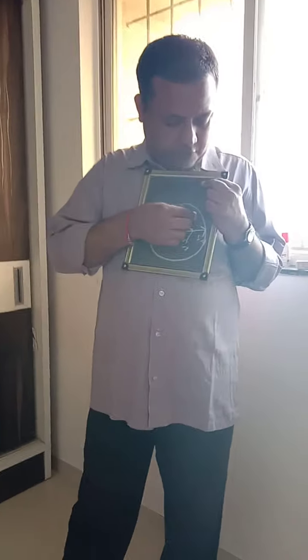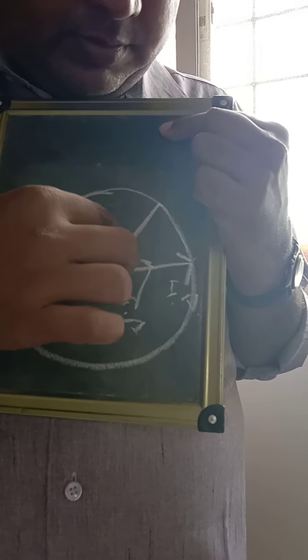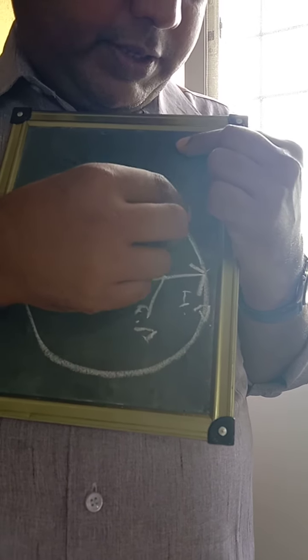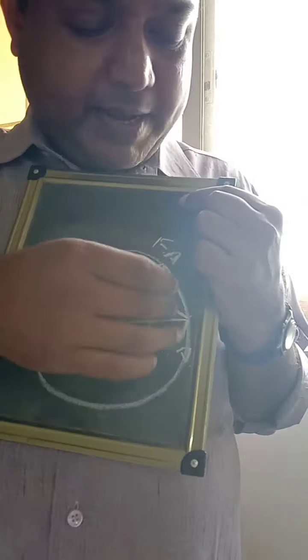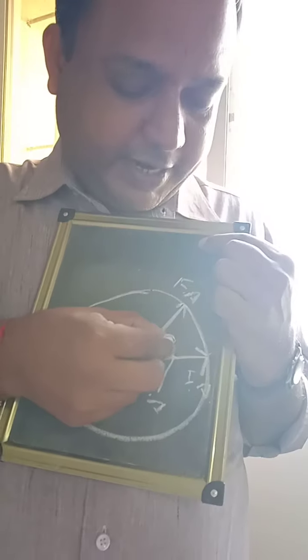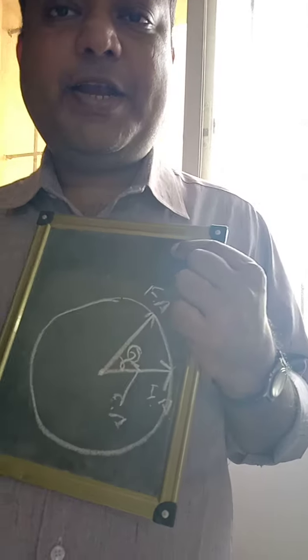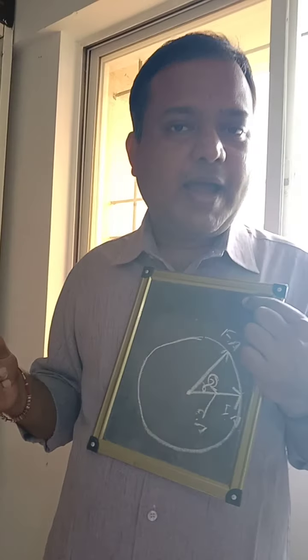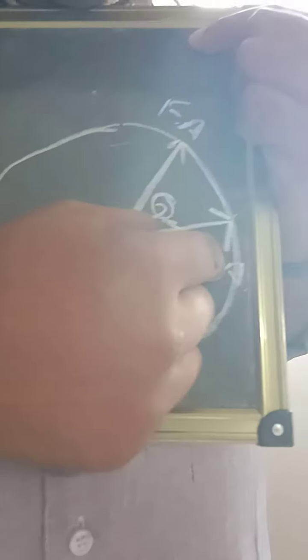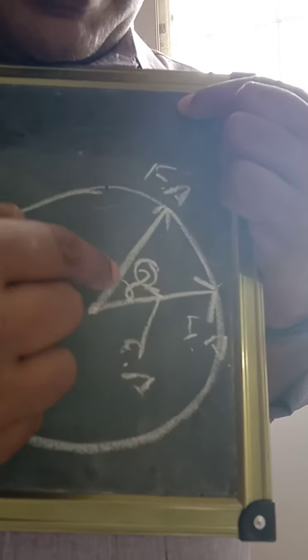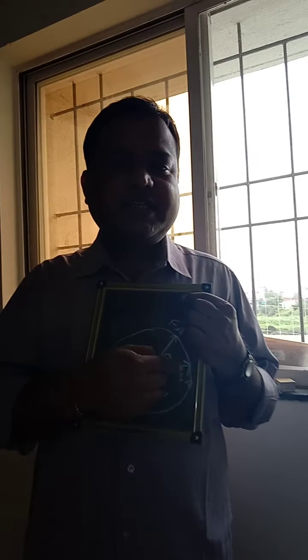When I move the final arm from this point, the space created between them is called an angle, and we indicate it by theta. So what is the angle? The distance between the initial arm and the final arm is called an angle.